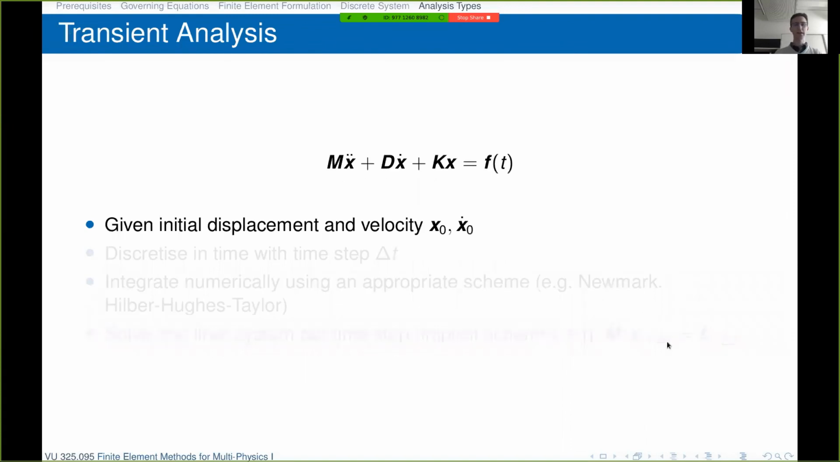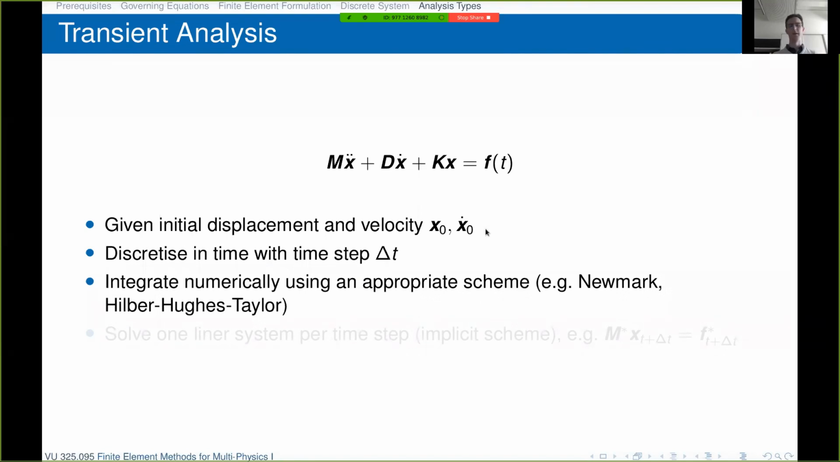And finally, we have the transient analysis, which is simply obtained by solving the most general ordinary differential equation system in the discretized form. So if we have given initial conditions for velocity and displacement and discretize in time with time steps delta t, we can integrate numerically using an appropriate scheme. For example, a Newmark scheme or a Hilbert-Hughes-Taylor scheme.